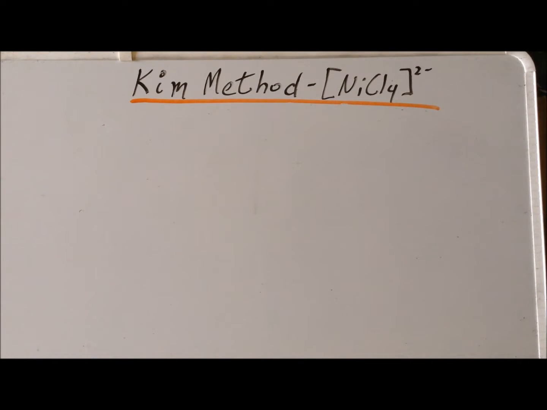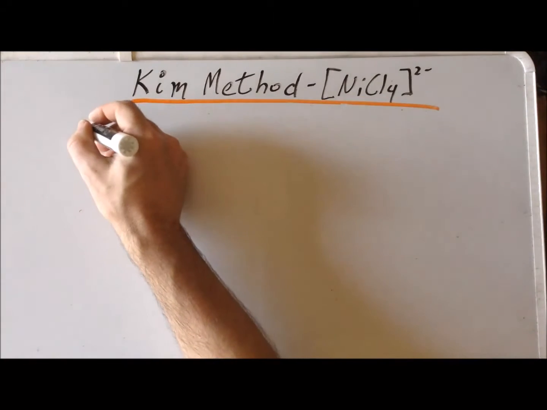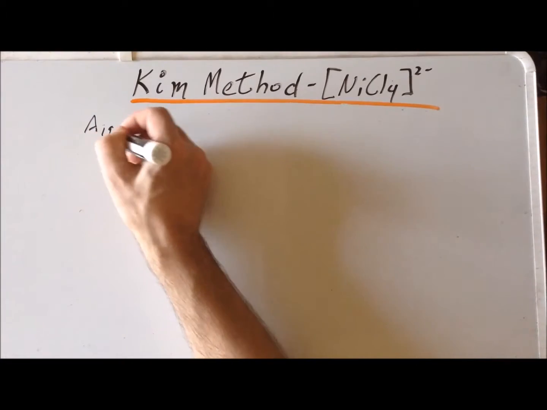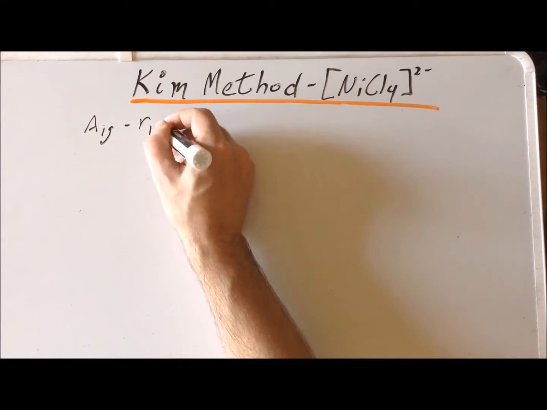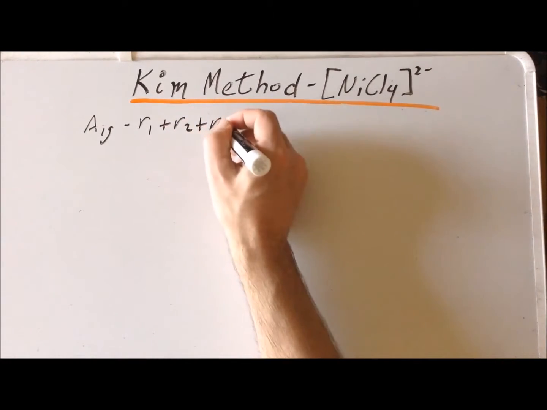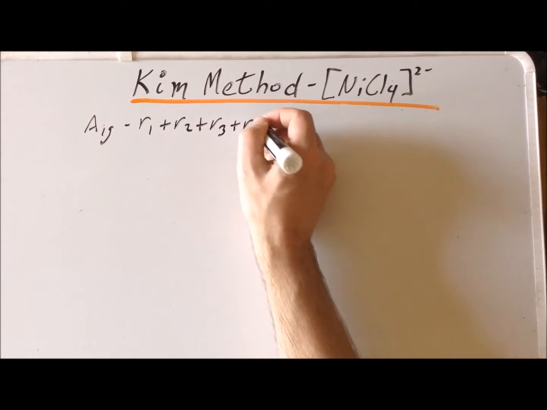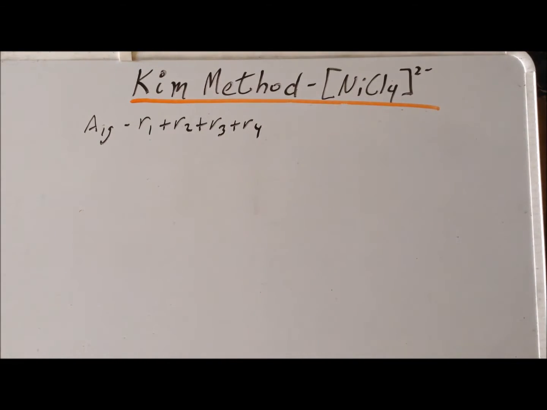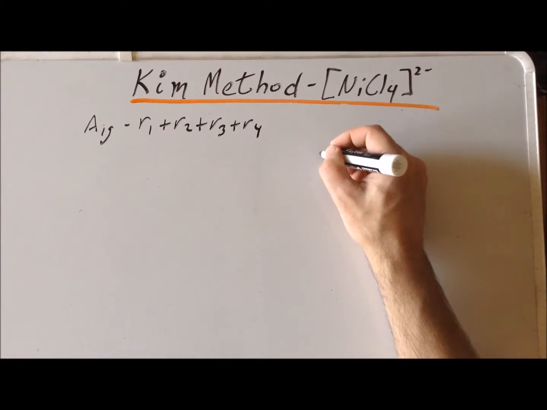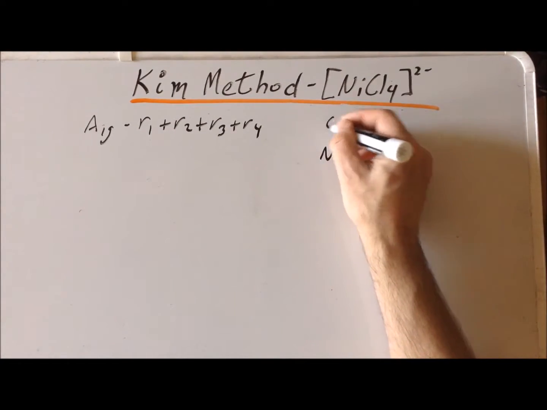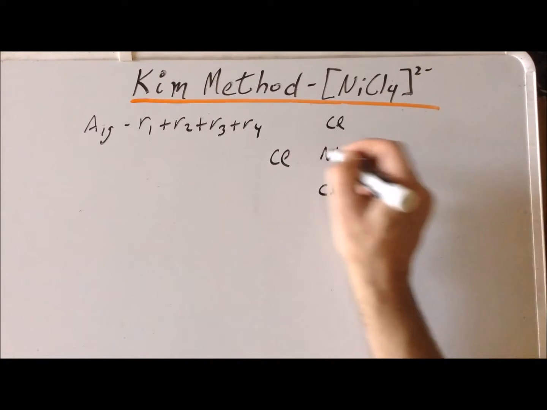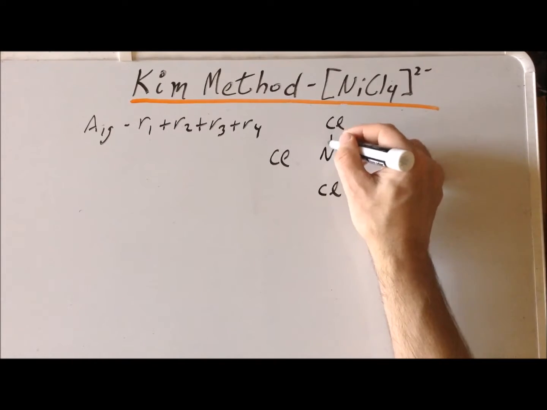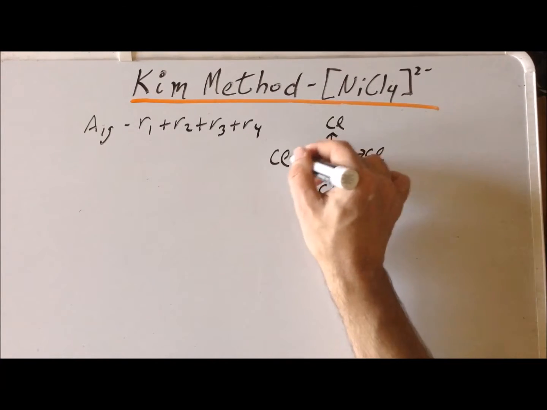Next, we want to draw what each of these vibrations looks like. So for example, we start with A1G, and we notice that the function that we were able to derive was R1 plus R2 plus R3 plus R4. Using our nickel chlorine diagram here, this is equivalent to all four of the bonds getting longer at the same time.